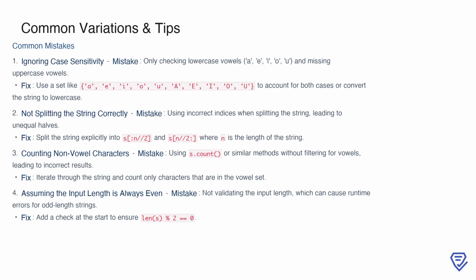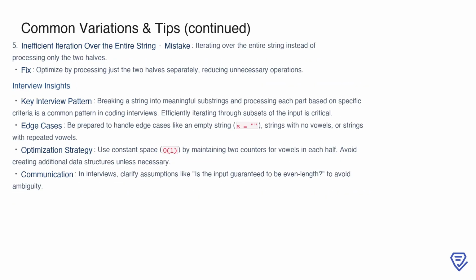Lastly, some solutions assume the input string will always have an even length. This can cause runtime errors if the string length is odd. To prevent this, add a simple check at the beginning to ensure the length of the string is divisible by 2. Now, let's look at a few additional tips and insights. Inefficiently iterating over the entire string is a common performance issue. Instead of processing the full string, focus only on the two halves. This optimization reduces unnecessary operations.